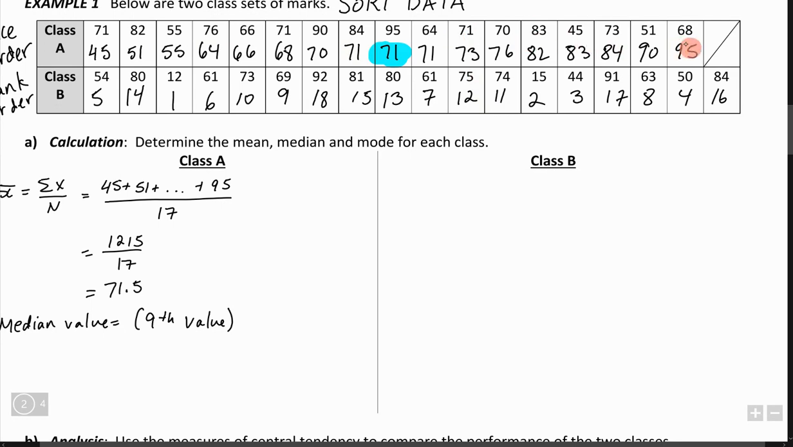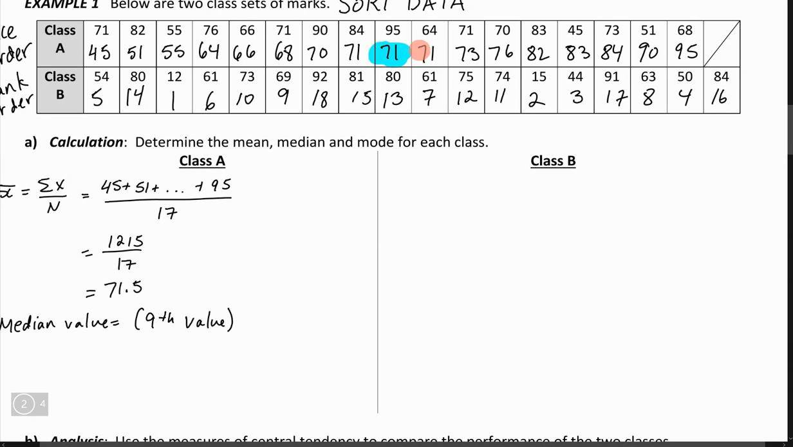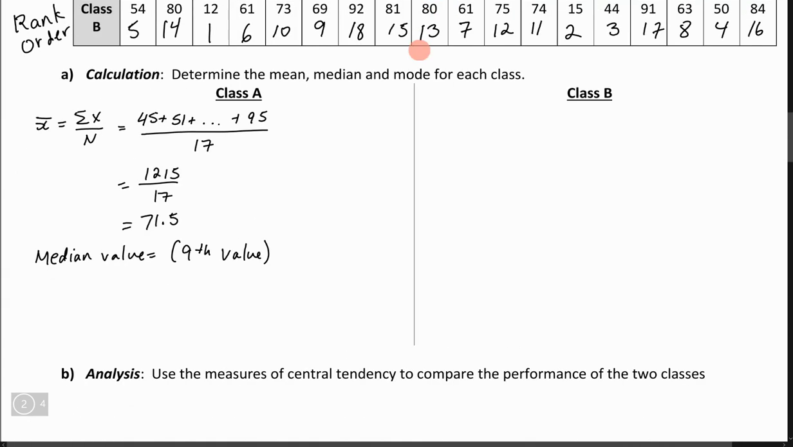If your data set was not 17, 17 is an odd number, by the way, so you have exactly one middle value. But if you had 18 numbers, an even number of numbers, what you'd end up having would be 2 middle values. If you had 2 middle values, you have to take the average of both. Okay, so let's go back to my ink. So that's my median value. The median value is 71, so let's write that down.